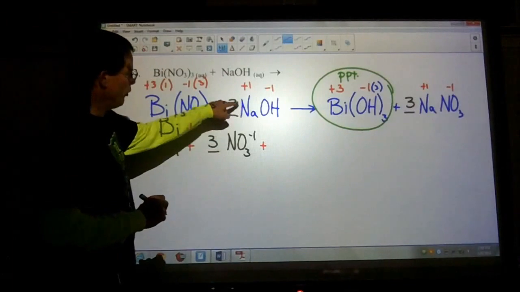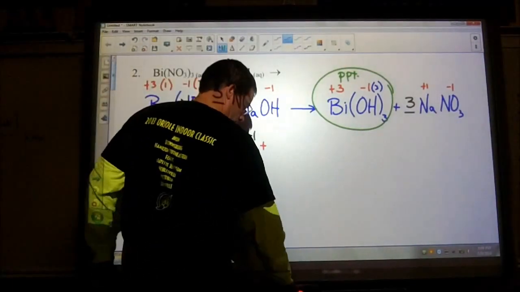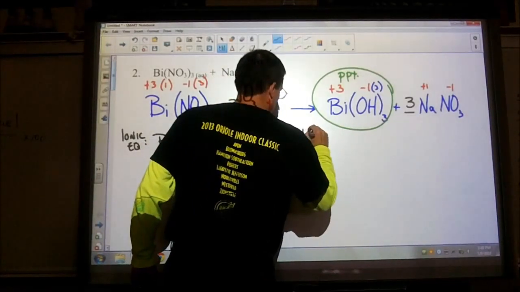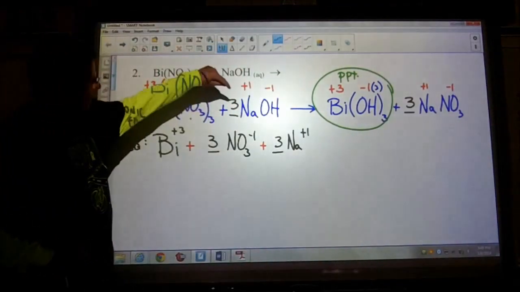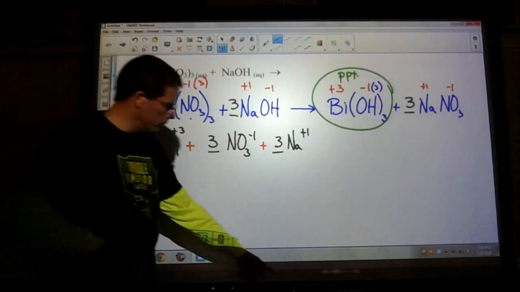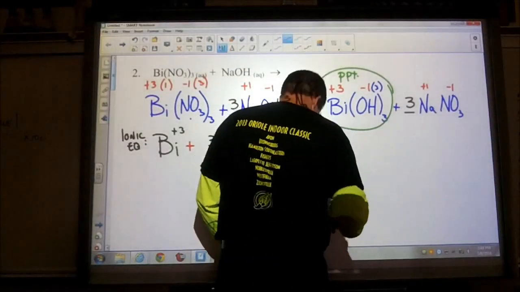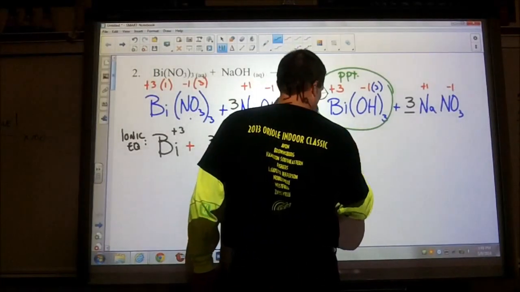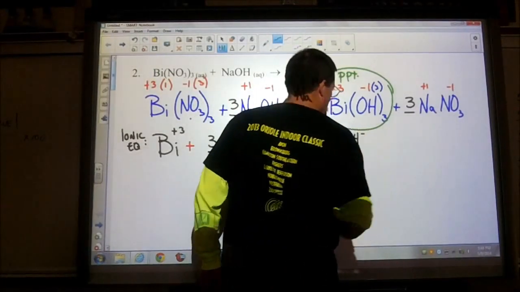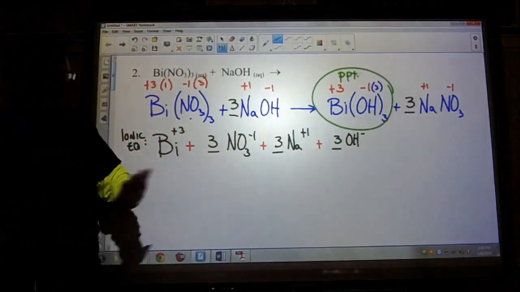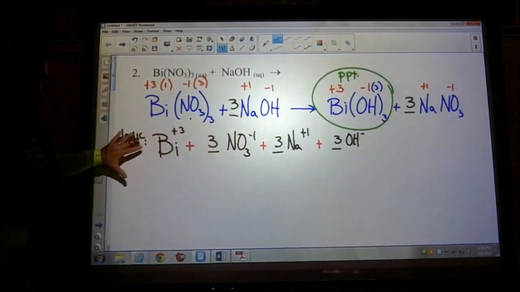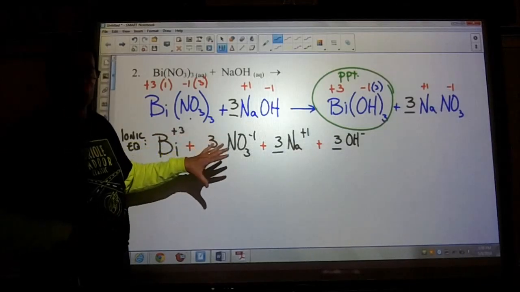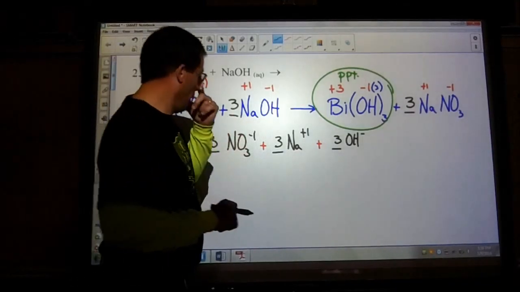Then I have 3 sodium ions. So I have 3 Na+1s. Okay, so again, taking my sodium, there's my metal. And I also have 3 hydroxides, 3 OH. Okay? So this is the left side of my equation. This is my left side where they all should be ions because again of my 2 solutions.